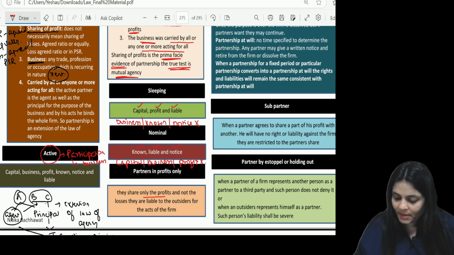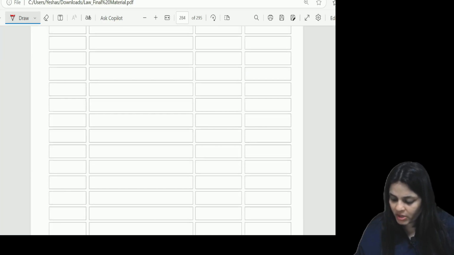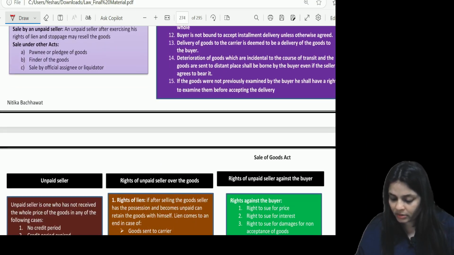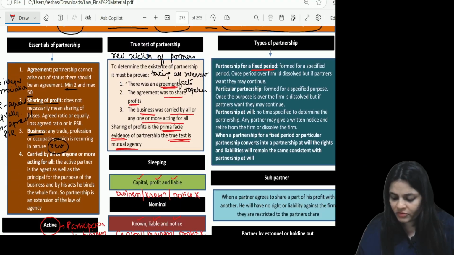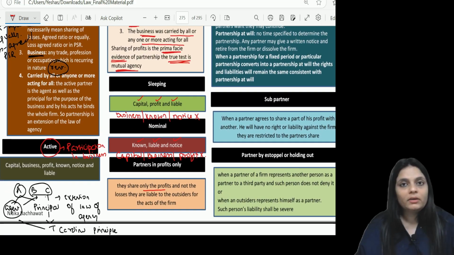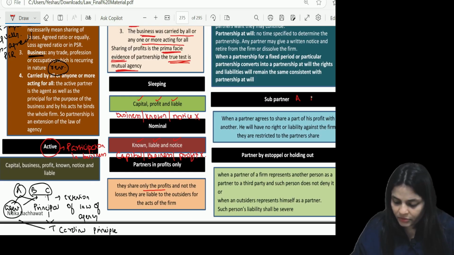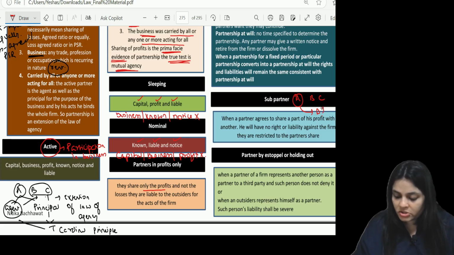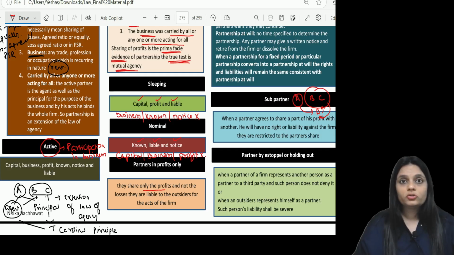Sub partner. What is sub partner? When a partner agrees to share a part of his profits with another. I repeat again, when a partner agrees to share a part of his profits with another. So let's say A, B, C are partners of a firm and A agrees to share his profit with D. D becomes the sub partner. Now, if he does not get his share, can he sue B and C for his share? No. If there is a loss, can B and C sue D for that? No. So that means he's actually not the partner of the firm, he's just the partner of the partner.